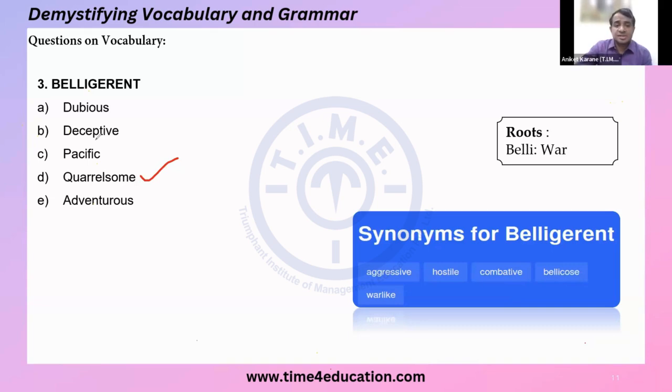So deceptive would be someone who does what? Yeah, Kashish, truculent is also a synonym. Brawl will work. Deceptive is someone who deceives, right? Dubious, yeah, fraud, to do fraud, very good. Dubious is someone who fakes. Pacific is someone who keeps calm, pacifier, okay? And adventurous is someone who loves to do adventure, right?